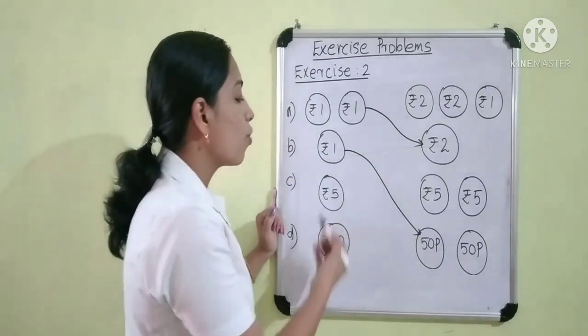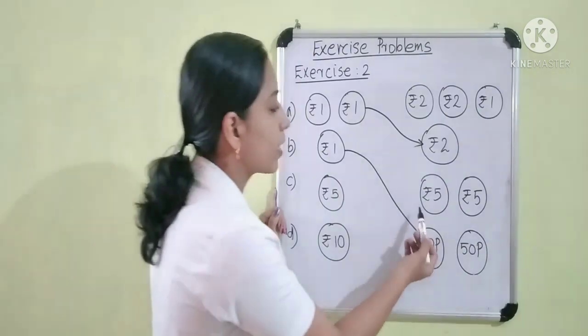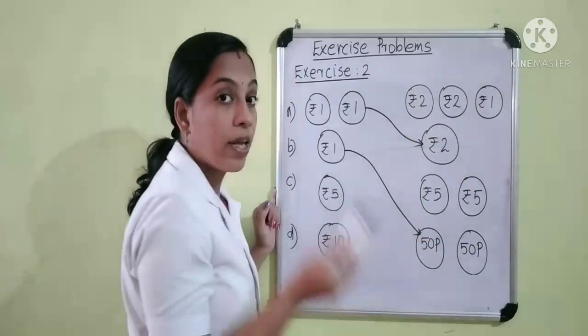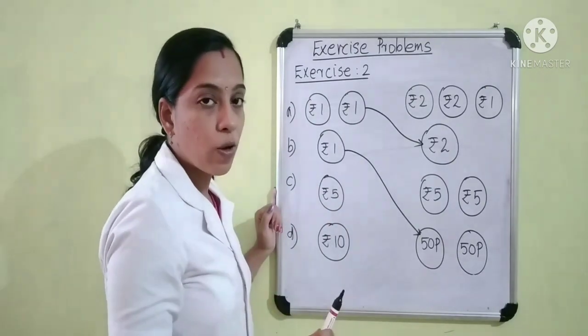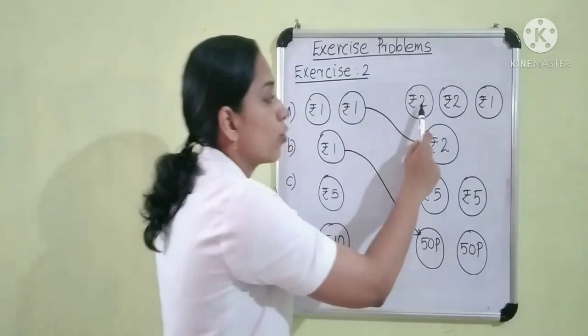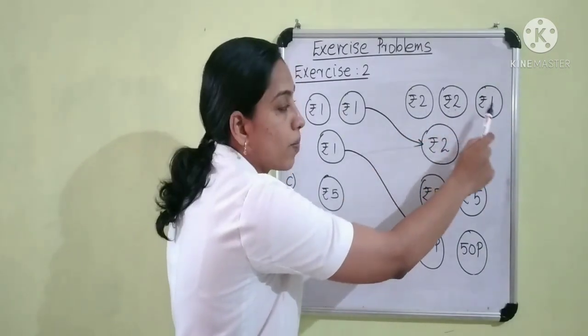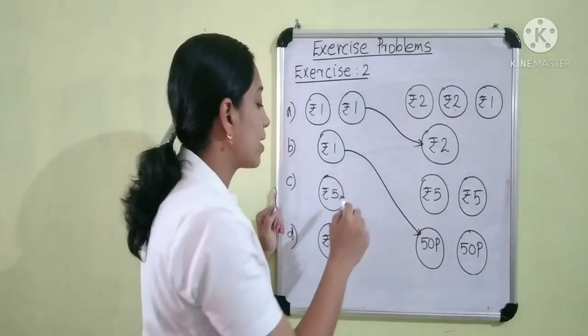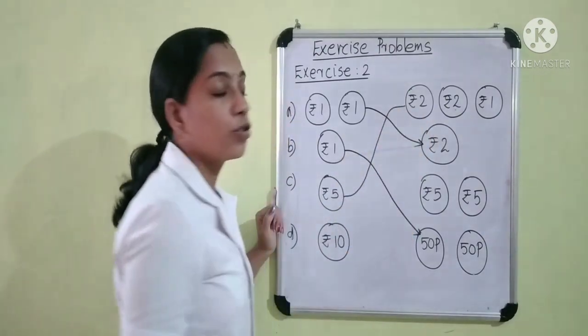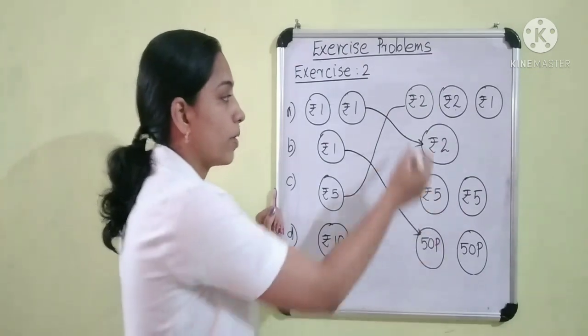The next one, 5 rupees. Here we can see 2 rupees coin and 1 rupee coin. We learned 2 rupees coin and 1 rupees coin make 5 rupees. That is 2 plus 2 is equal to 4. 4 plus 1 is equal to 5. So let us match this 5 rupee coin with this set of 2 rupees coins and 1 rupee coin.